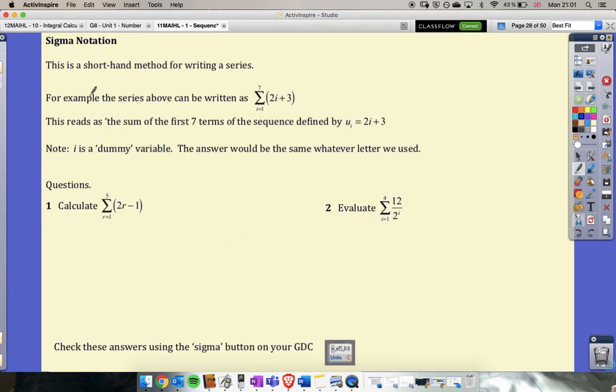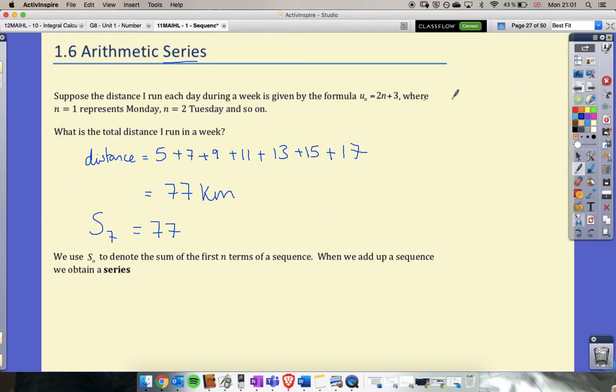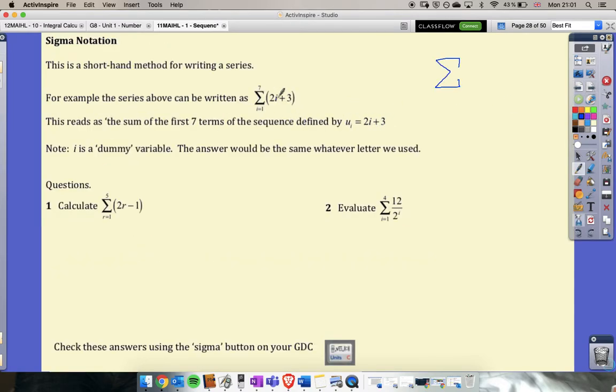An alternative way of writing it is using sigma notation. So this is the capital Greek letter sigma, and it's meaning that we're going to have to add things up. And you can see that there's some notation below and above. And after it is our expression, very similar to here, 2n plus 3. You can see other variables used. We could have seen n or r are also quite commonly used.